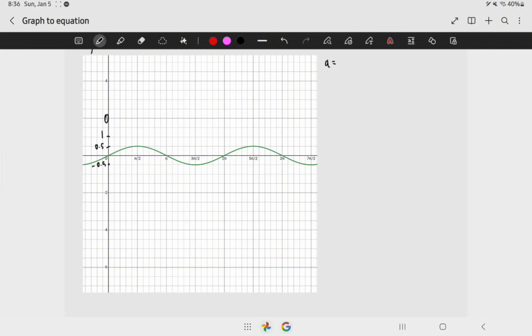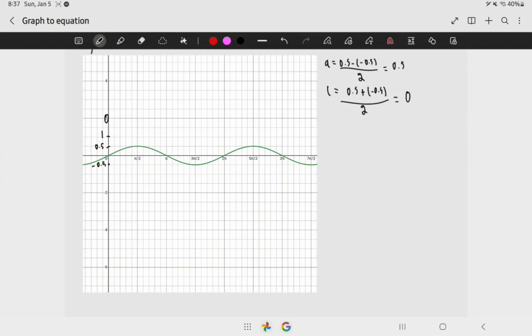So A is equal to y max minus y min over 2. So 0.5 minus negative 0.5 over 2. That is going to be equal to 1 over 2, which is just 0.5, which makes sense. So our A is 0.5. Next, for our C value, or our axis of symmetry, it's going to be y max plus y min over 2, 0.5 plus negative 0.5 over 2, which is going to be equal to 0.